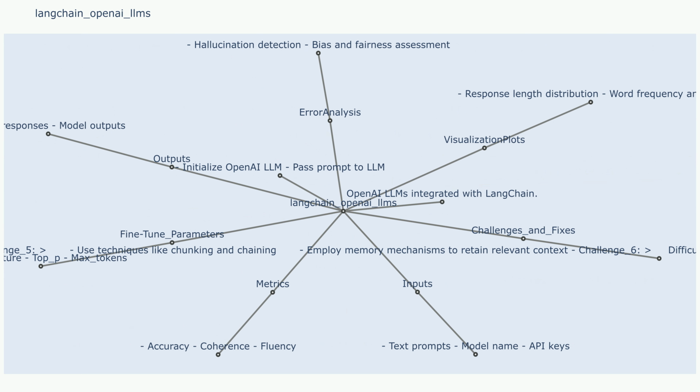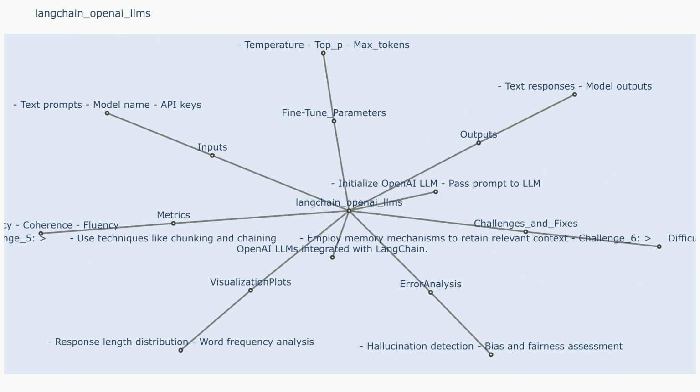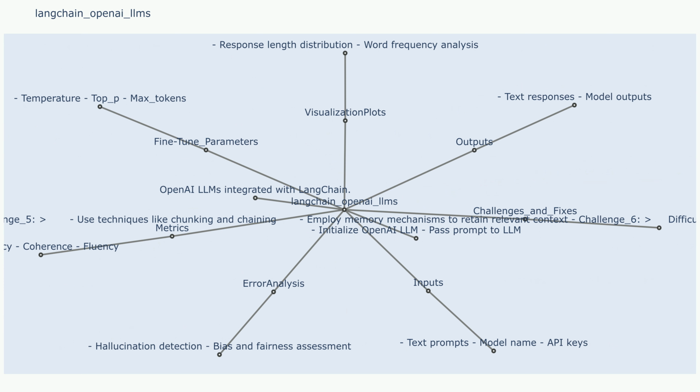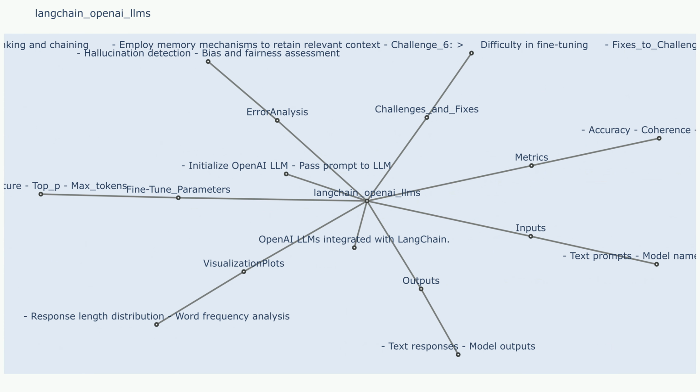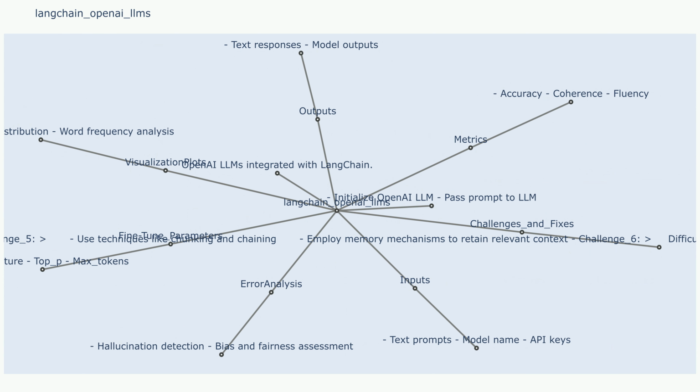Inputs. Prompt: the input text or question that you want the LLM to process. This is the core element that drives the LLM's response. Prompts can be simple or complex, and their structure significantly impacts the output. Model name specifies the OpenAI LLM you want to use, e.g. Text DaVinci 003, GPT-3.5 Turbo. Each model has unique strengths and limitations, influencing the quality and style of the generated response.